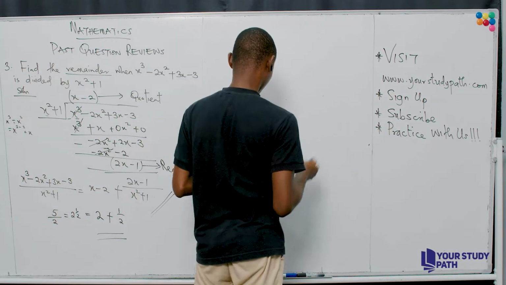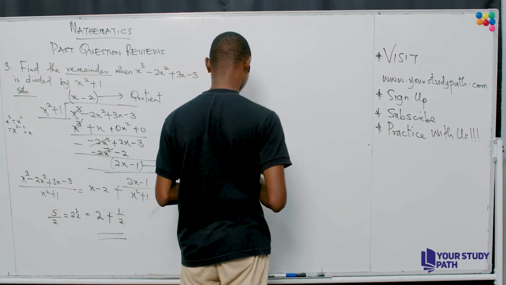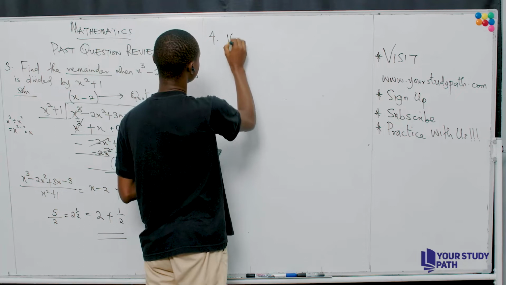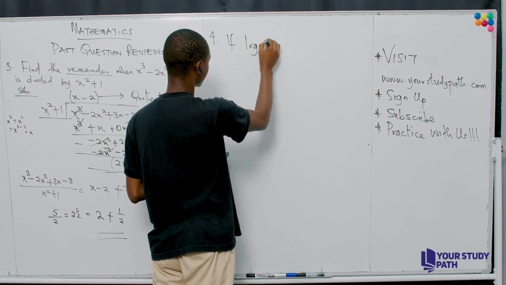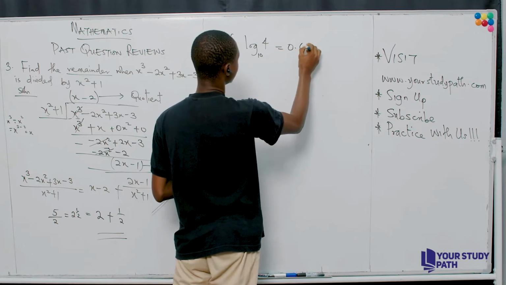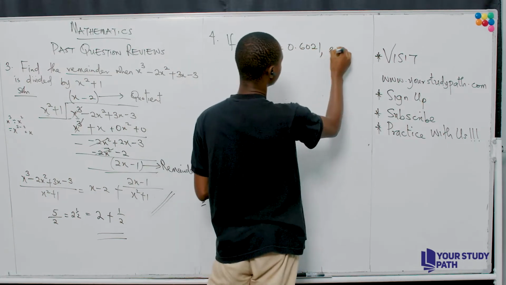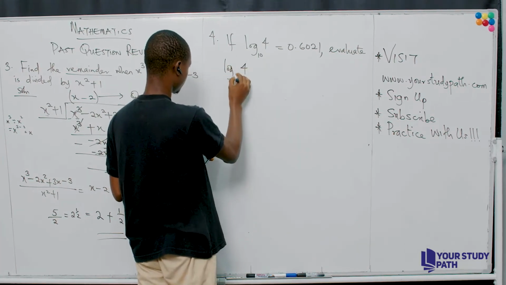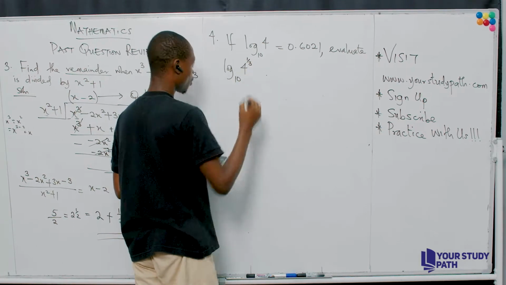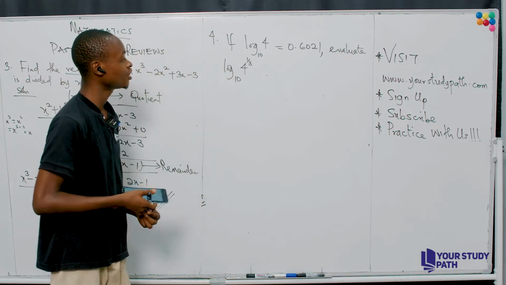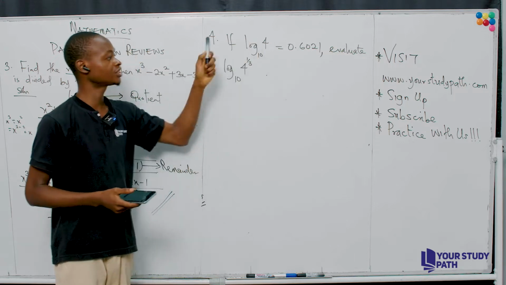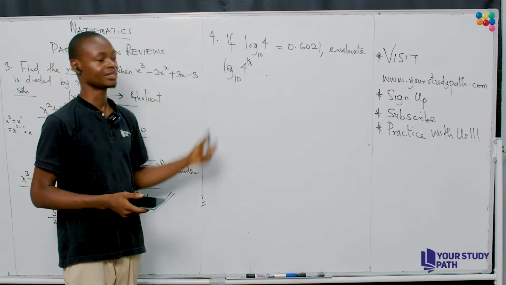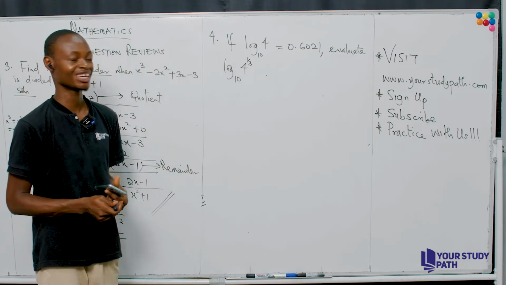Let's go to our fourth question. Number 4. Okay, so this is the question. It says if log 4 to base 10 is 0.6021, evaluate log 4 raised to power 1 over 3 to base 10. This is the question. Very straightforward, actually.